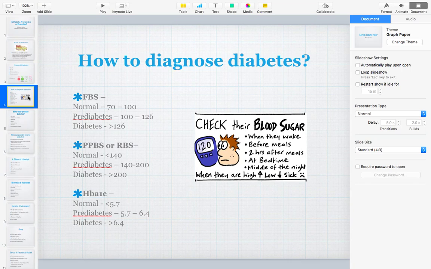Okay, so if your fasting has to be normal, it has to be below 100. If it's going above 100 but below 126, then you can be in the pre-diabetic range. If your postprandial is below 140, that's normal. But if it goes above 140 towards 200, that's pre-diabetes. Anything over 200 is frank diabetes, proper diabetes. And HbA1c 5.7 to 6.4 is pre-diabetes. Below 5.7 is normal, and above 6.4 is frank diabetes.